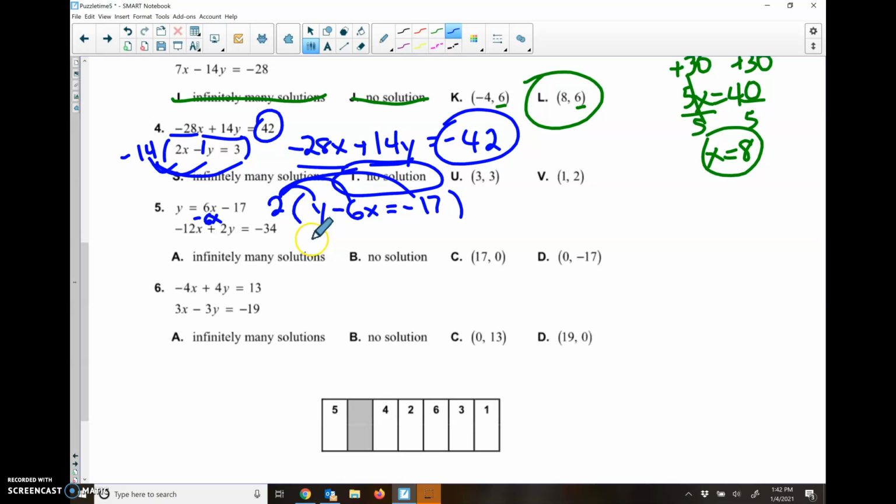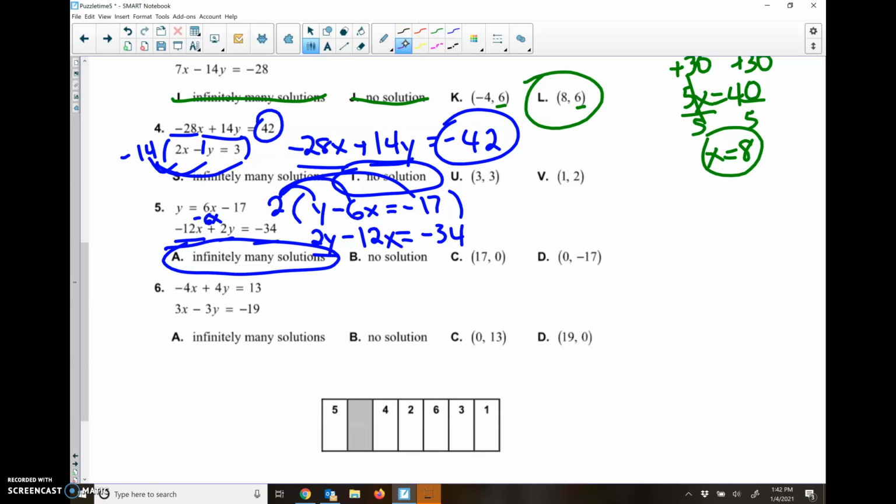So y times 2 is 2y. So that's the same, 2y and 2y. 2 times negative 6x is negative 12x. Again, that's the same, negative 12x, negative 12x. And then 2 times negative 17 is negative 34. And again, that's the same. So everything's the same. They both have a positive 2y, they both have a negative 12x, and they both have a negative 34.